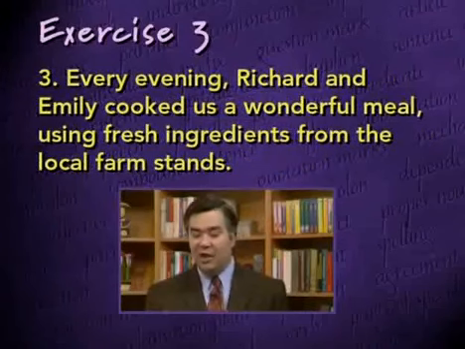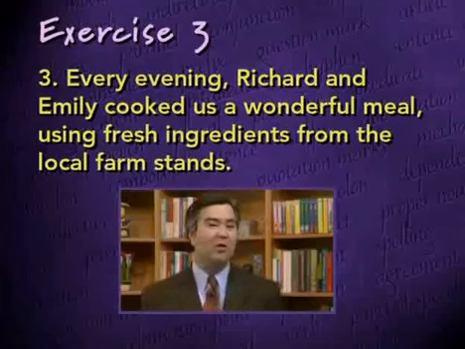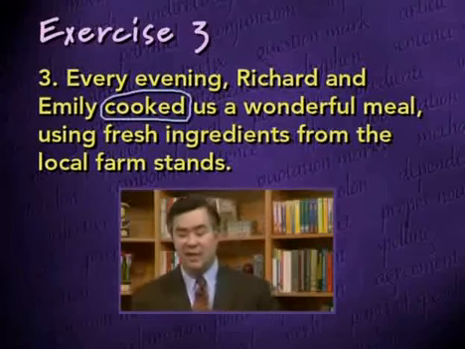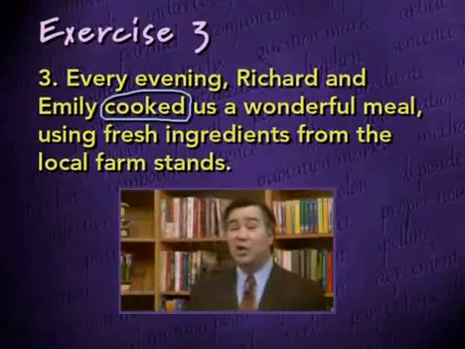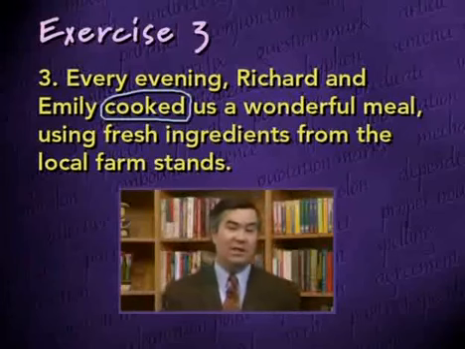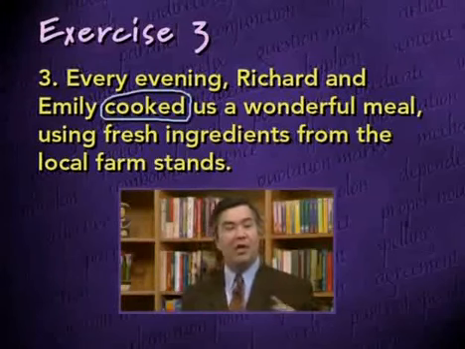Every evening, Richard and Emily cooked us a wonderful meal using fresh ingredients from the local farm stands. What's the verb here? The verb is cooked. That describes the action of the sentence. Who or what did the cooking? Richard and Emily. They're the subject of the verb cooked, and it's, of course, a compound subject because there are two nouns there linked by the coordinating conjunction and. So Richard and Emily cooked.